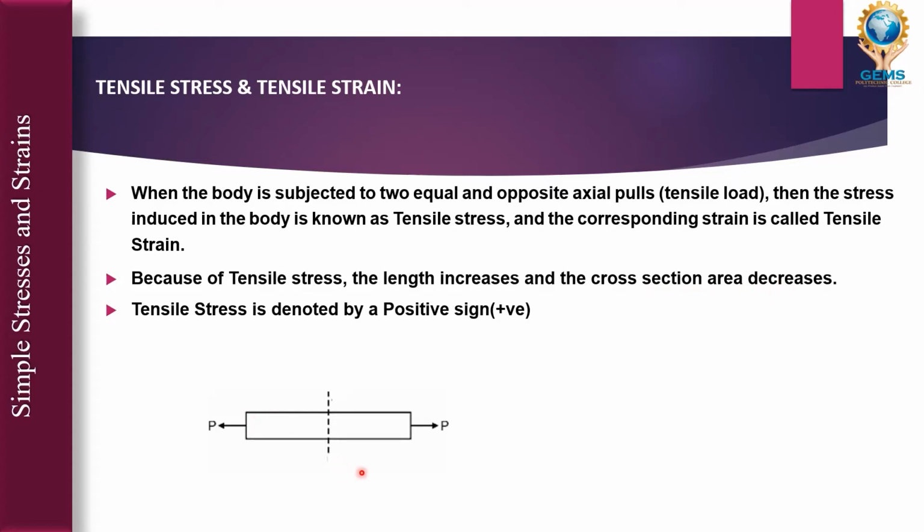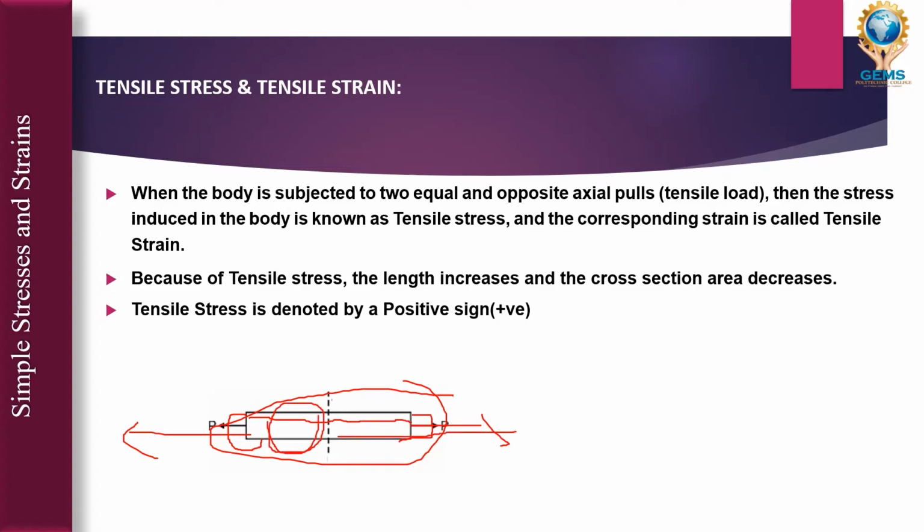That is true also. Suppose that this is an object. Understand? This is an object. If you pull from this side and pull from this side also, then what will happen? Its length will increase, right? It will come from here to here, understand? But the cross-sectional area will decrease. Its thickness will decrease, right? Only length will increase. In a simple manner, I am telling you. So that is called tensile stress or tensile strain. Because of tensile stress, the length increases and cross-sectional area decreases.